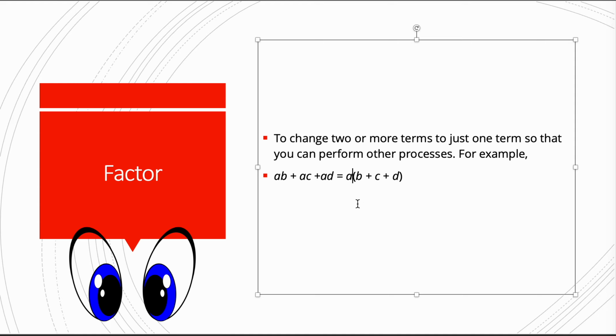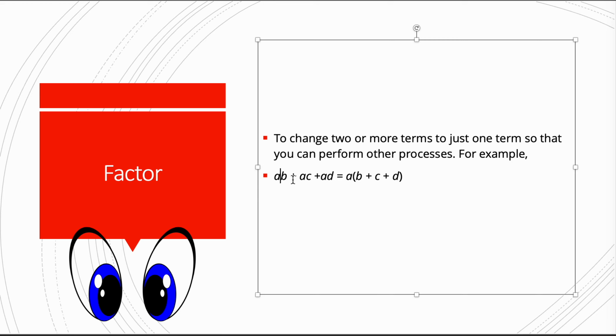So write a out and open a bracket. By opening a bracket, you are indicating that it has to be multiplied. If you bring out a from ab, b is left, so you write b here. From ac, if a is the common thing, which we did, c is left out, so write c there. And between ad, again, a is common, so write d inside.